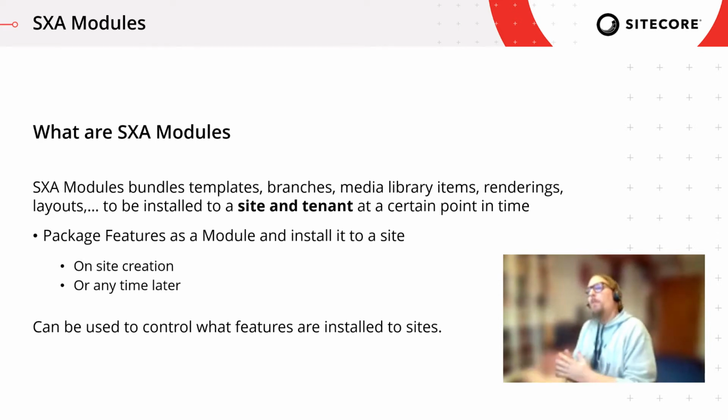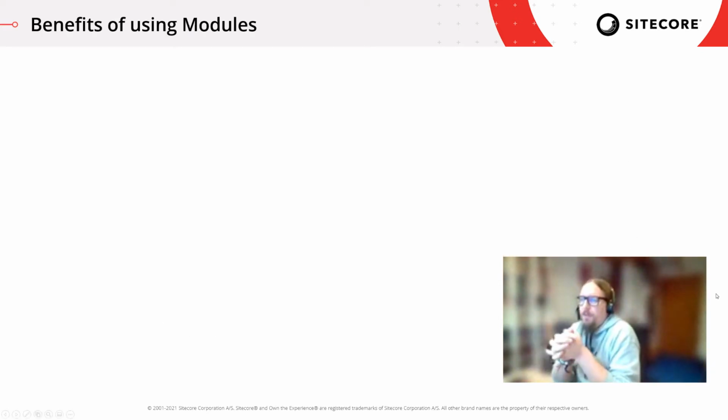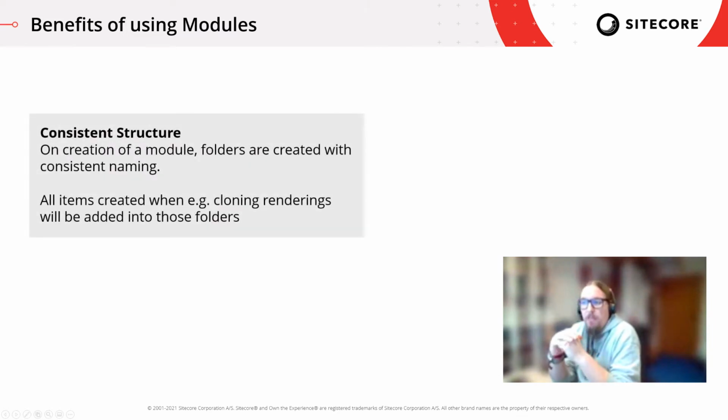There are a few benefits of using modules. The first benefit is that if you create a module, you get a very consistent structure. By creating a module, the module creates certain folders with a consistent naming that you have chosen in certain areas, as I already named, like templates, branches, renderings, layouts, and so on.